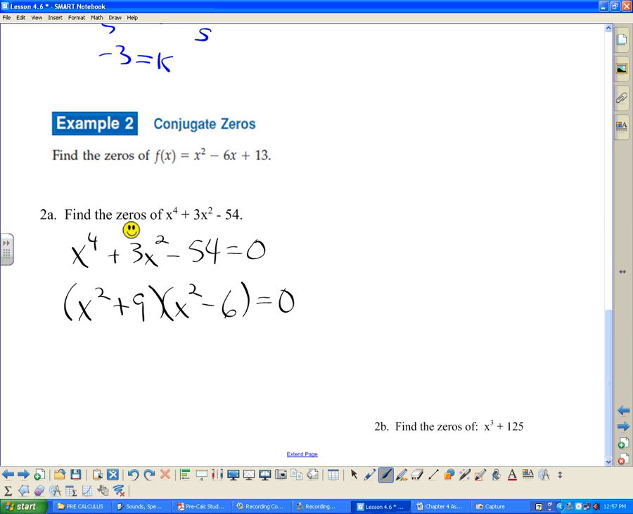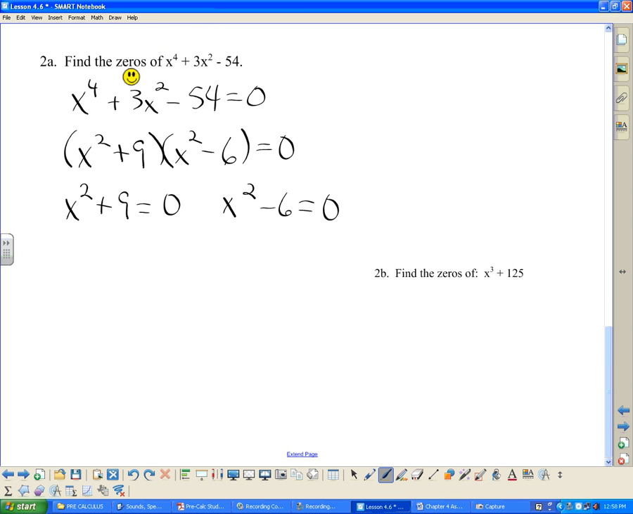So we're going to set those two. If we can factor them, we will. But if we can't, which is the case here, we'll set them both equal to 0 and solve them. So on the left side here, we get x squared equals negative 9. And then we take the square root of both sides. So we end up with x equals plus or minus. Remember, we take the square roots, plus or minus.